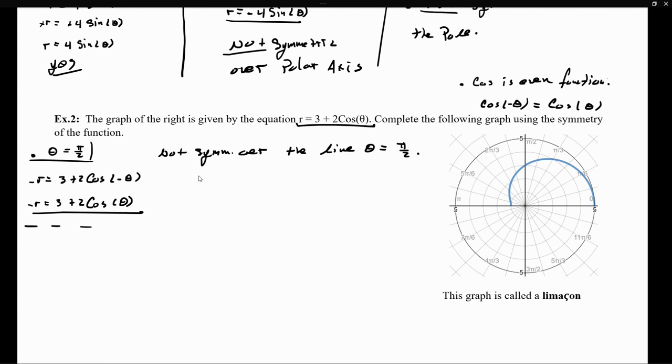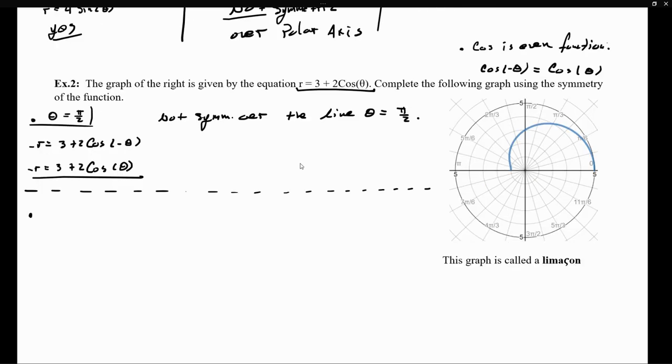Okay, so we still have 2 more lines and points to test. So now let's test over the polar axis.